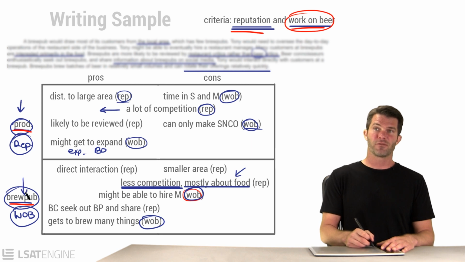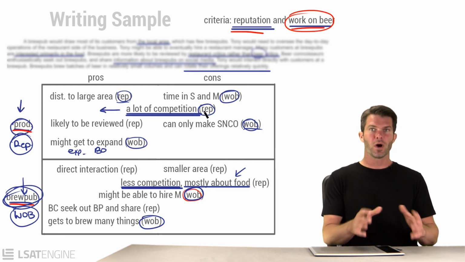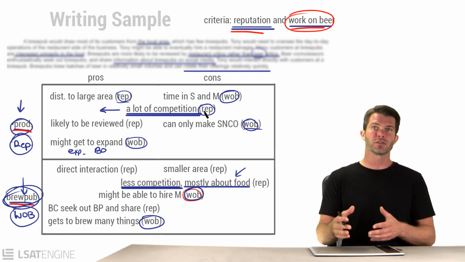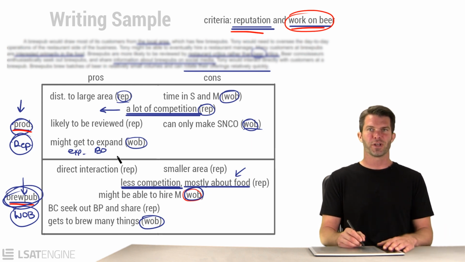If we're going to advocate for the brew pub, we're going to spin this lots of competition as a bad thing. But when you write your essay, you want to focus almost exclusively on the pros for your side and the cons for the other side. There's one exception where you might acknowledge a con for your side, and I'll talk about that when we go to the next slide because this one's getting pretty crowded.